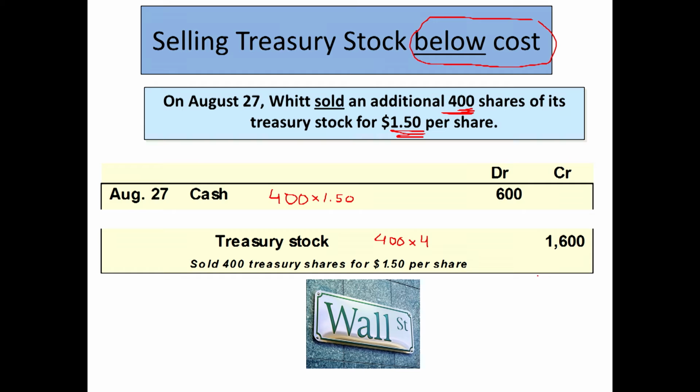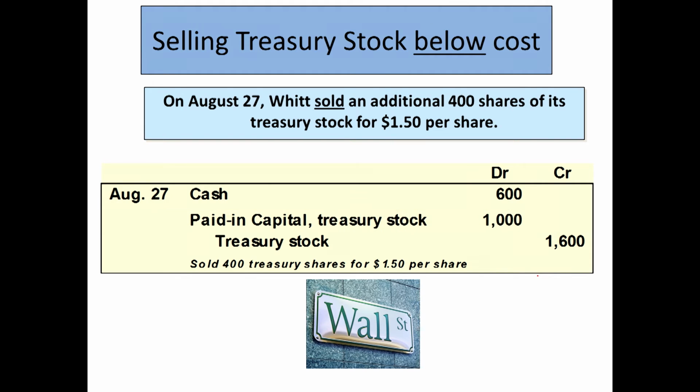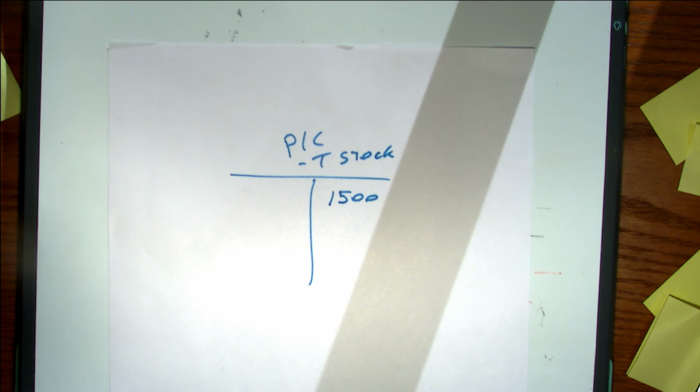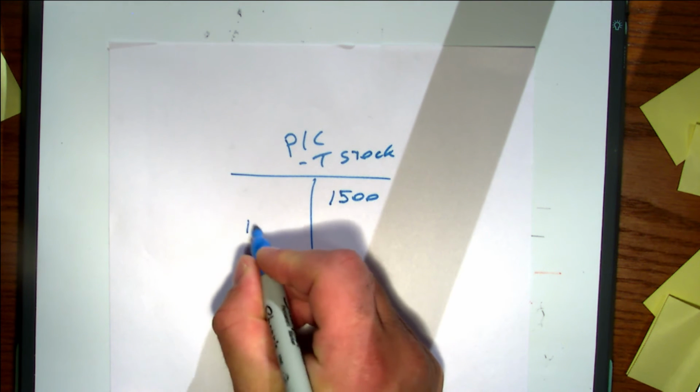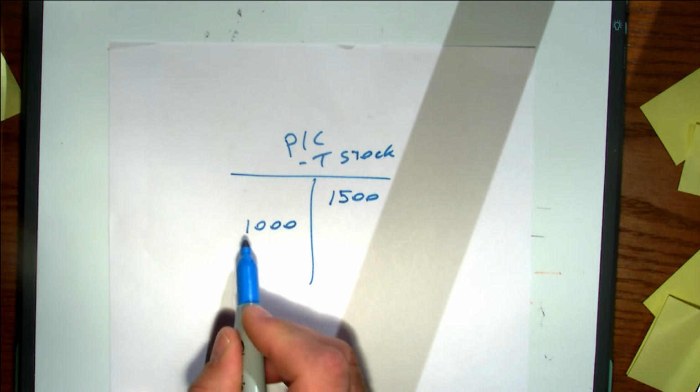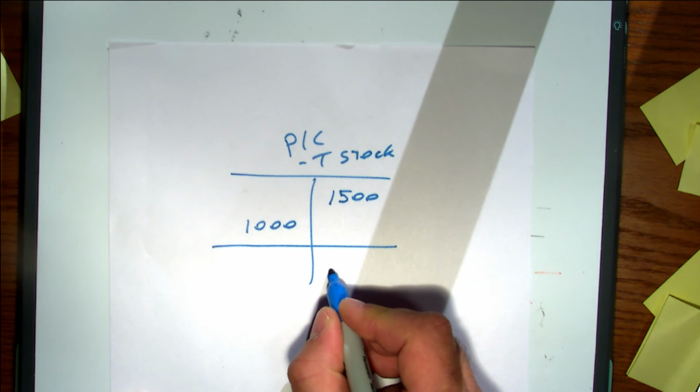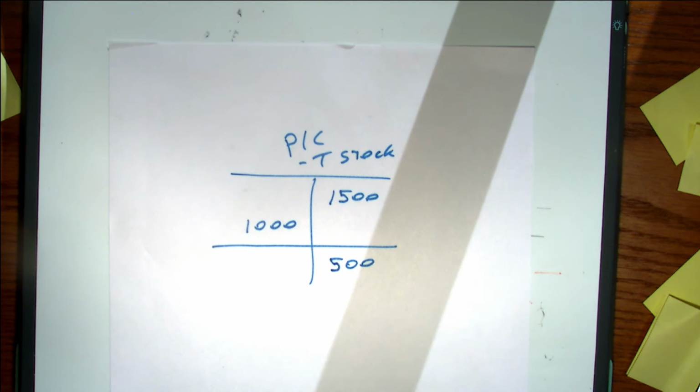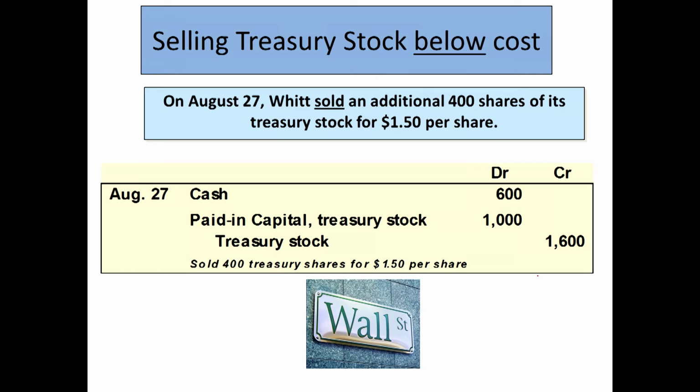Does that journal entry balance? No. What do you think we debit? We debit paid in capital Treasury stock for $1,000 because we can, and you're going to see why I say that here in a minute. But that is our journal entry. Questions? Let's take that over to the T account for paid in capital Treasury stock. Now I'm going to credit it for $1,000. What's our balance in this account? 500 credit balance. Credit balance of 500. Remember that. Let's go back to the computer.